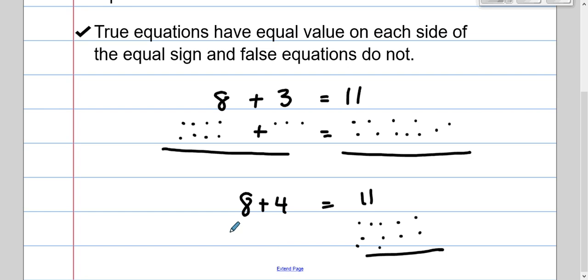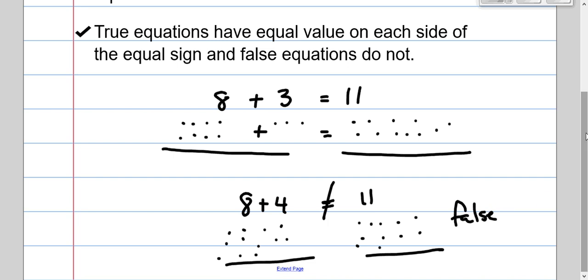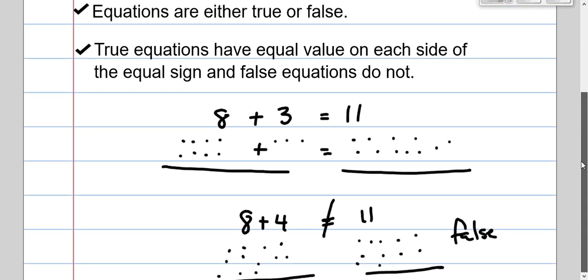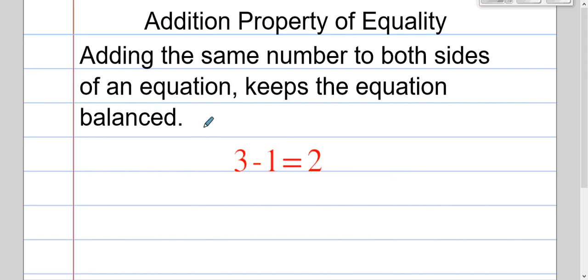That would be this over here and 12 over here. So it would not be equal. You're going to show that with the slash through the equal sign. So this would be a false statement or a false equation, or we could say it's unbalanced. Okay.